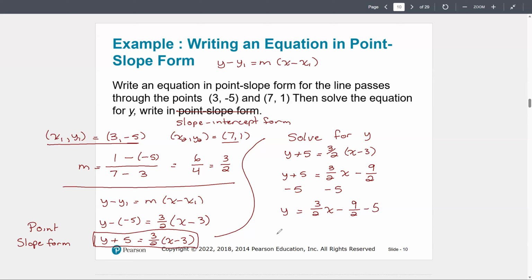So just to help us with this, 5 I can rewrite as 10/2. So what I really have here is that y is going to be equal to 3/2 x minus 19/2.